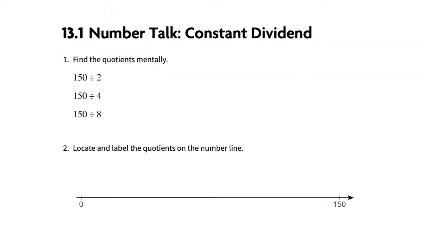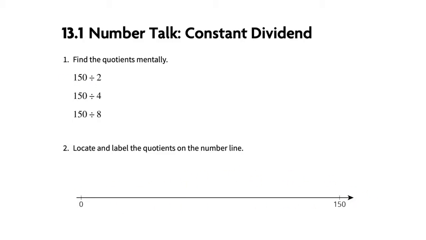All right, we're going to start with the classic number talk. In this case, all the division we want to be done mentally. And you'll notice we're always starting with 150. First we divide by 2, then we divide by 4, then we divide by 8. So we're doubling what we're dividing by each time. And we're supposed to locate those values on the number line down here.